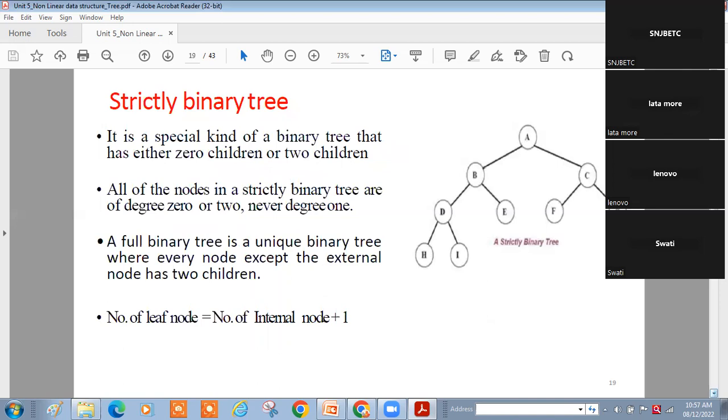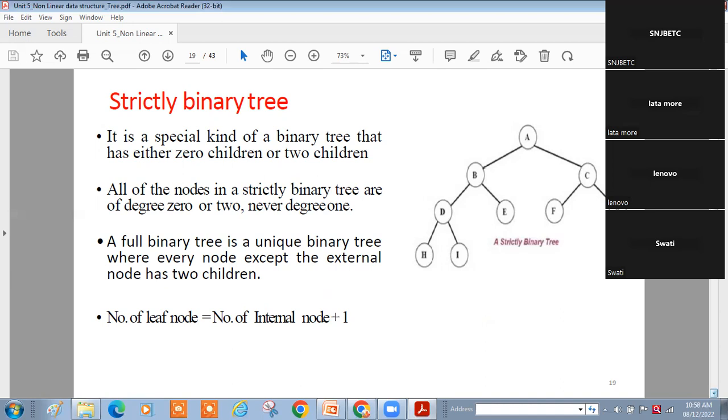Students, remember that a binary tree is a tree having a maximum of 0, 1 or 2 children. When it is called strictly binary, it is a special type of binary tree that has either 0 or 2 children. See what I am saying? It is a special kind of binary tree that has either 0 children or 2 children. All the nodes in a strictly binary tree are of degree 0 or 2, never of degree 1.